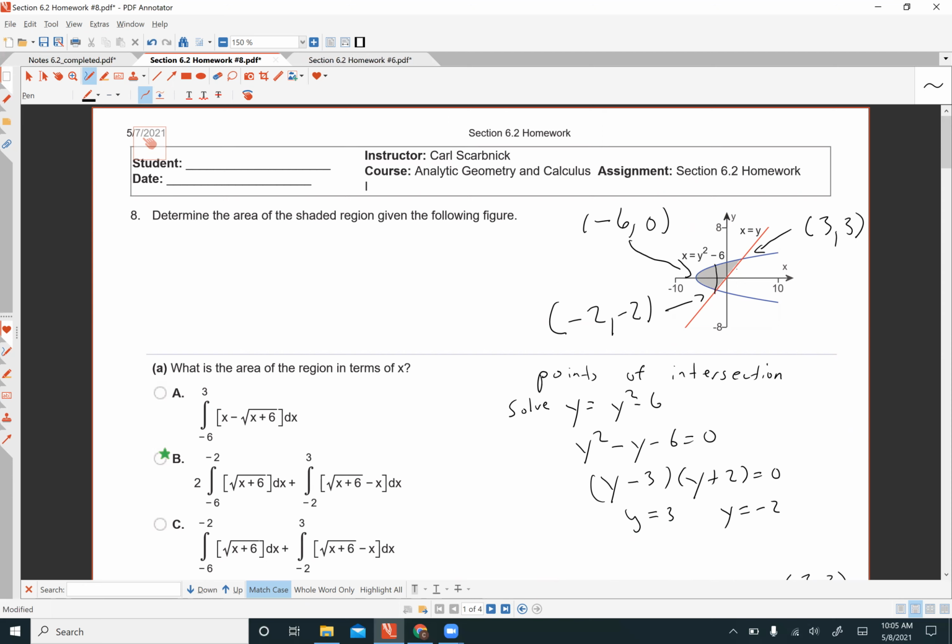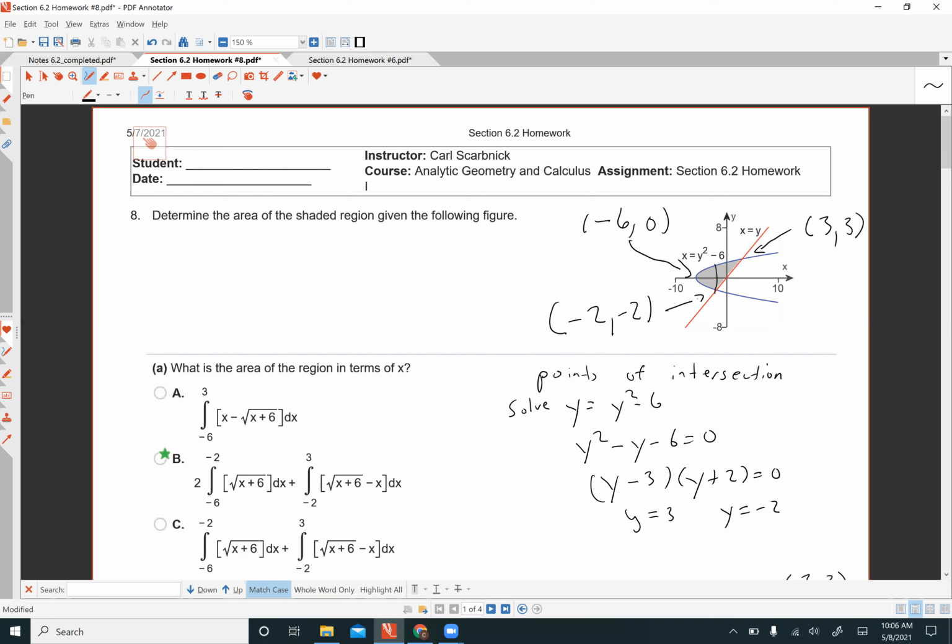See that line I just drew right there? And so we're going to integrate that. We're going to calculate that area, and then we're going to calculate the area on each side of that line right there. Okay, so let's just first find the points of intersection.